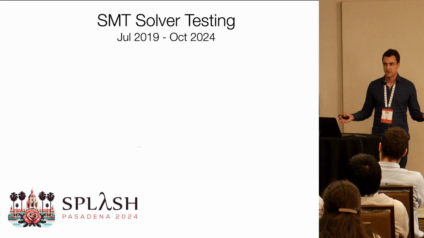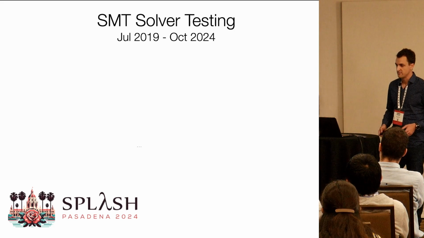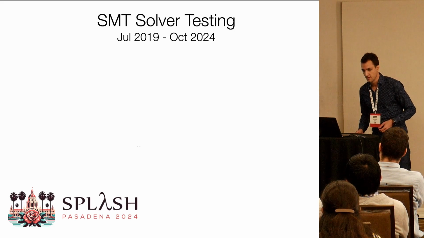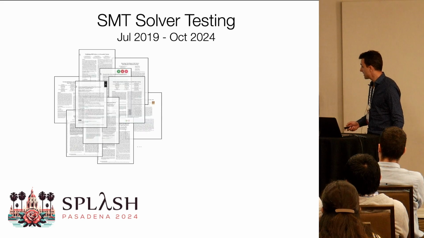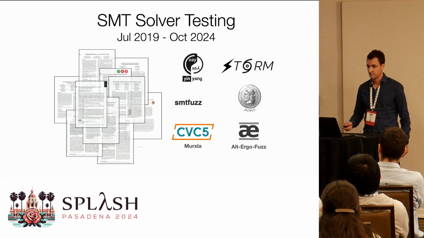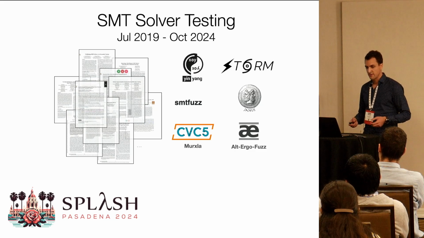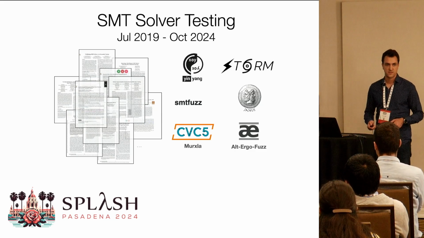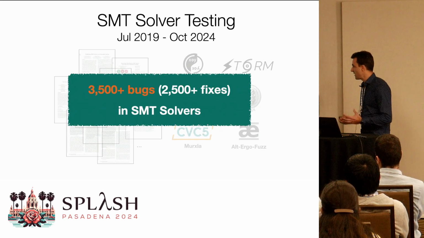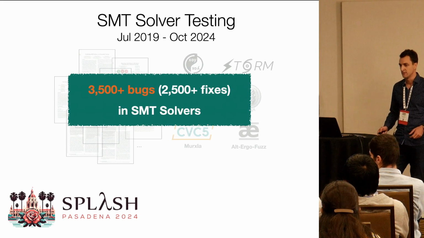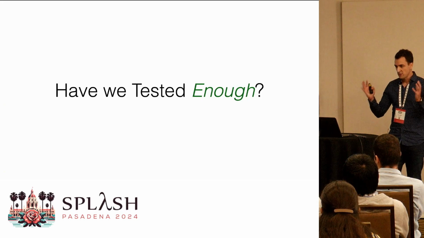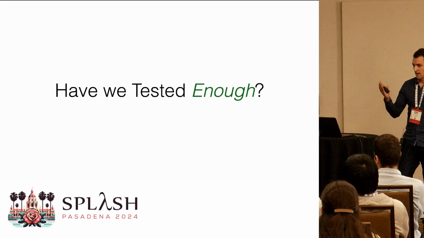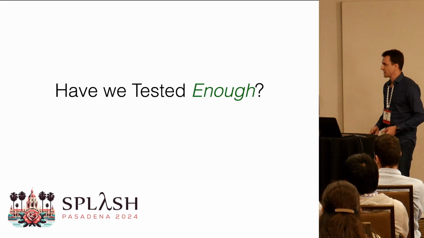One of the major ways of ensuring correctness and performance of SMT solvers is SMT solver testing. There have been many papers, and researchers have been devising techniques for doing that. They also ran large-scale bug hunting campaigns on SMT solvers, resulting in over 3,500 bugs with 2,500 fixes in the SMT solvers. Given such a major effort, the main question we can ask here is, have we tested enough? Are the solvers actually improving?